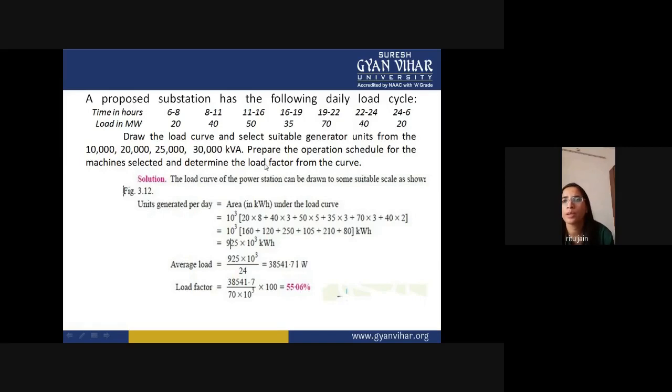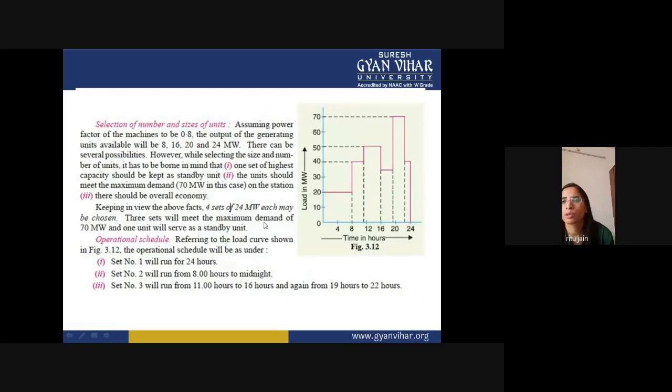Now it is saying that you have to select the suitable generator unit. So we can assume how we can select the number and size of units. We are assuming that the power factor of a machine is 0.8. Now the units available will be 8, 16, 20, and 24 megawatt. This is your 4 units. So there can be several possibilities while selecting the size and number of units.